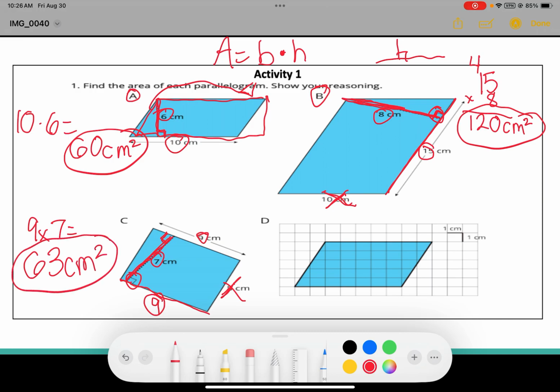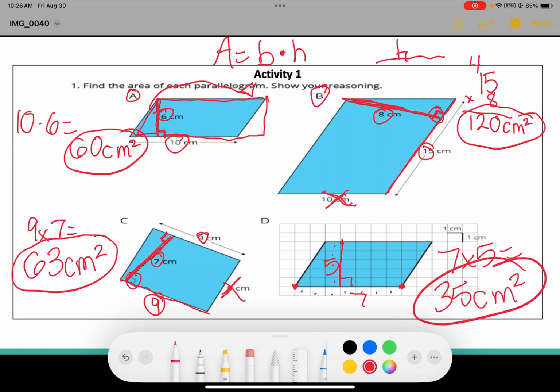Okay, last one. You can do lots of strategies, but I'm going to find the base. I'm going to pick the bottom for the base because I can count from corner to corner. 1, 2, 3, 4, 5, 6, 7. And then the height needs just to form a right angle with the base. So I'm going to pick this for my height. It forms a right angle, and then I count how tall. 1, 2, 3, 4, 5. So then I multiply 7 times 5, which is 35 centimeters squared.